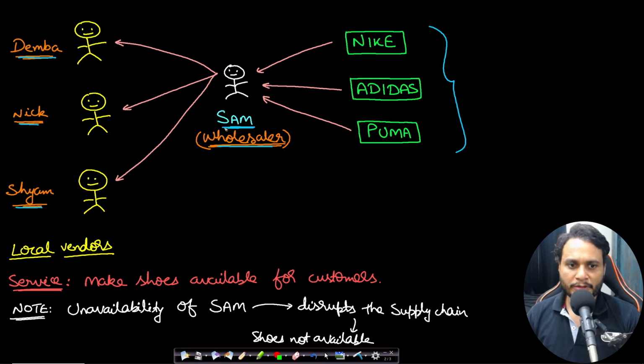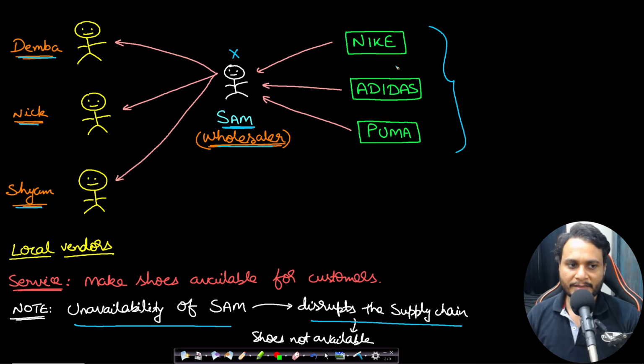But what can be said about the wholesaler Sam? Now if Sam is sick and let's say Sam is not working for a few days, then Demba, Nick and Sham are not directly connected with the companies. They are just dependent on Sam to get all the shoe supplies. So in that case, if Sam is unavailable, then the shoe shortage will be seen in the local market, isn't it? And you will also feel unavailability of Sam will lead to disruption of the supply chain, because the local customers will not be finding the shoes, right?